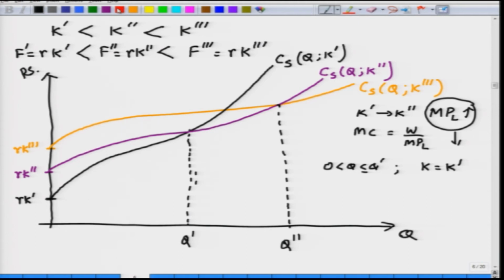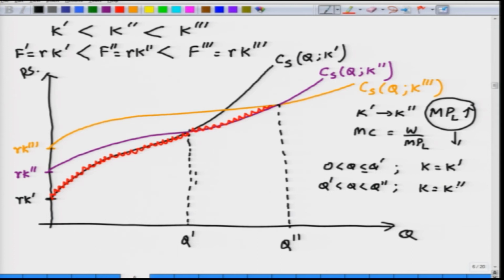So, in the long run for any output between 0 and q prime, the amount of capital that the firm will use is going to be k prime. For output levels between q prime and q double prime, the firm will jump to a level of capital which is k double prime, because that is where the cost is the lowest. So, the level of capital will be k double prime.